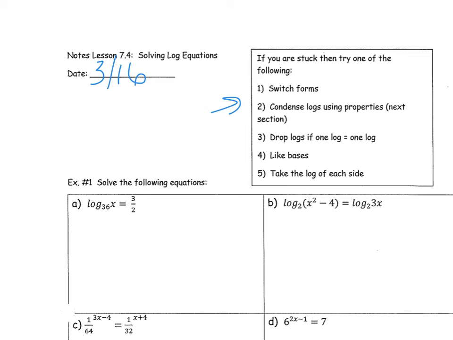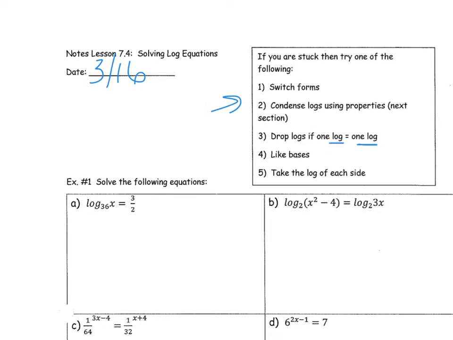If you have one log on the left and one log on the right, then you may drop the logs, just like we've done with bases. The other option is to get like bases. And then the fifth thing is take the log of each side. We will probably save step 5 for another time.